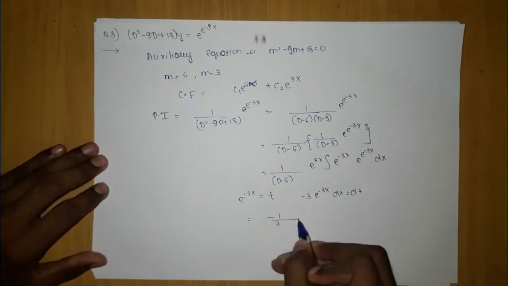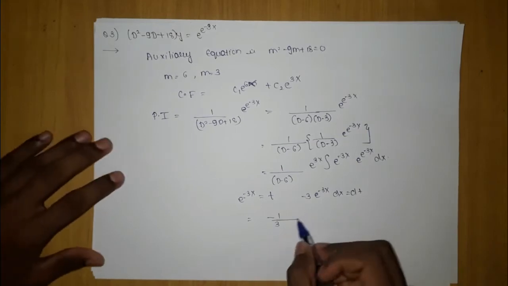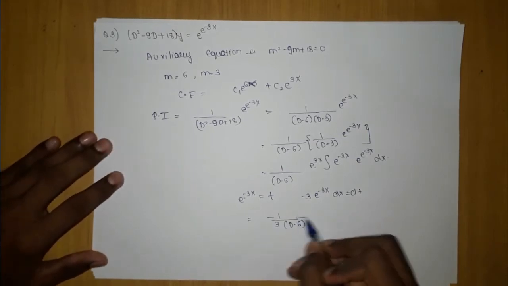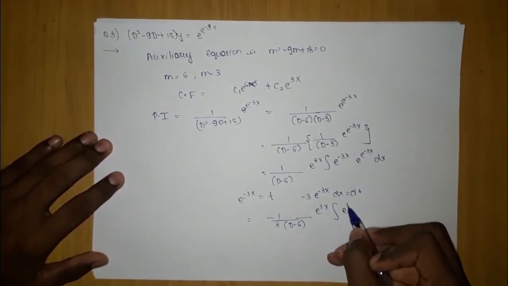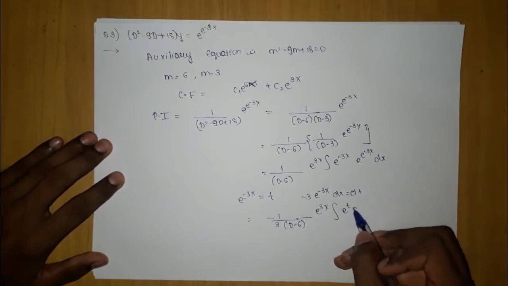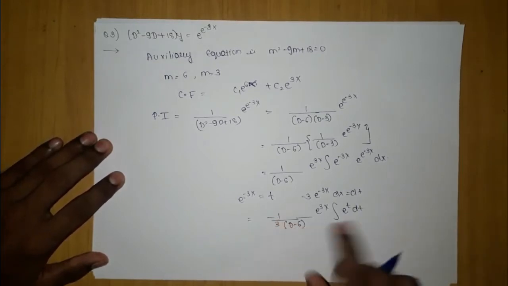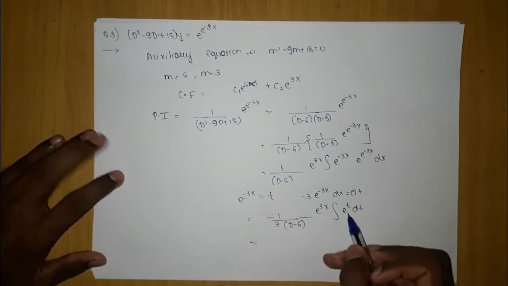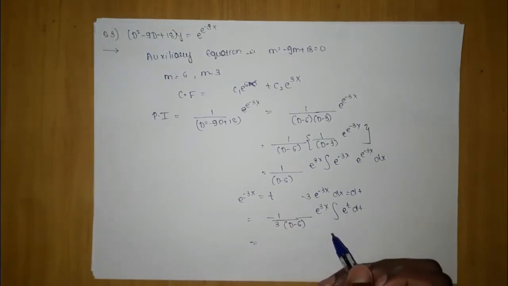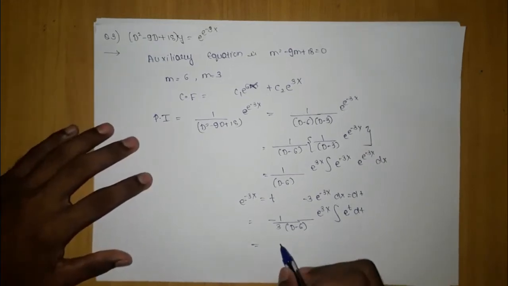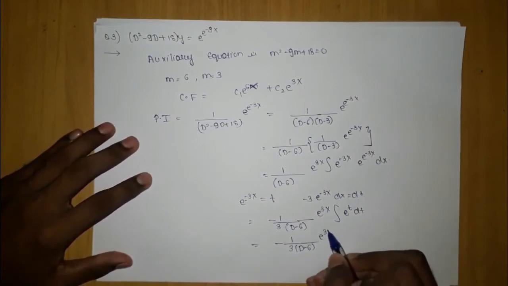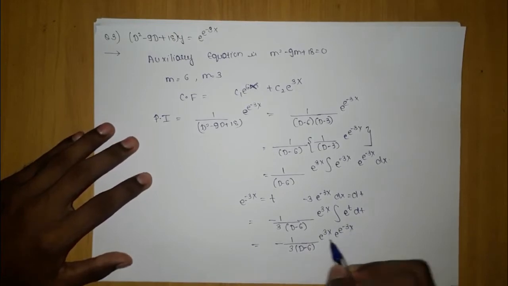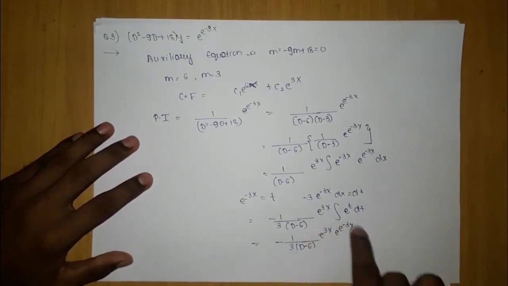If we do that, what we are going to get? Minus 1 by 3, we are going to take that outside, into d minus 6 integral e to the power 3x will be as it is, here e to the power t into dt. Minus 1 by 3 I have taken outside only. You know its integration is very simple, it is nothing but e to the power minus 3x, so we are going to keep it as it is. So minus 1 by 3 into d minus 6, here e to the power 3x into e to the power minus 3x. You will apply the formula here, considering this as your q of x.